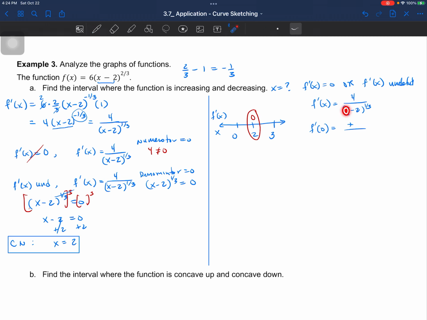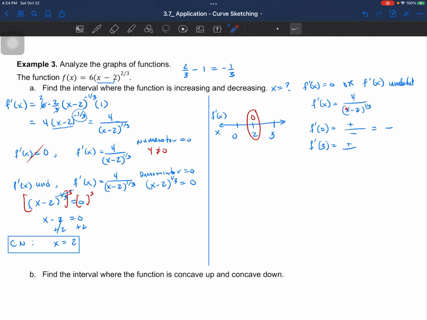So what happens when you plug in 0 in there? Well, the 4 is positive. When you plug in 0 for x, you get 0 minus 2, which is negative. Negative to the 1/3 power is still going to be negative. So positive times negative is negative.